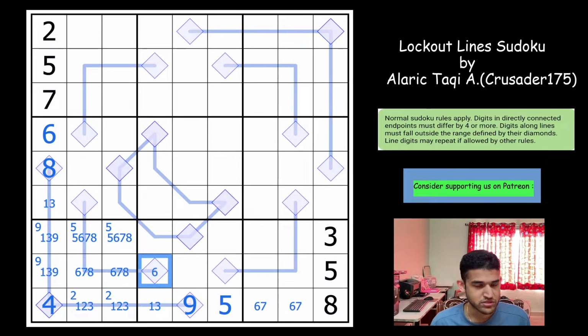because then I could use, here comes the repeating part. So if I have a 6 here, and in a normal lockout line Sudoku, I can instantly eliminate 6 from this cell and put a 6 here. But in this case, it says digits along lines must fall outside the range defined by their diamonds. It's kind of a weird way to put it. It's not clear if digits on the line may be the same as the digits on their diamonds.